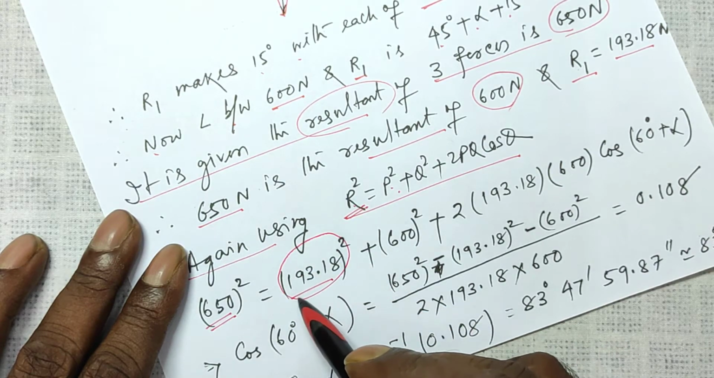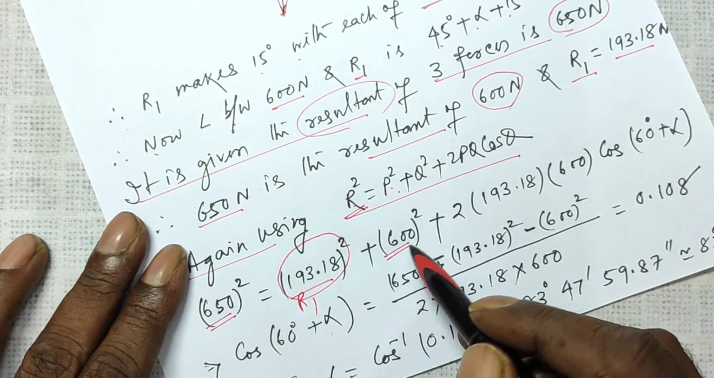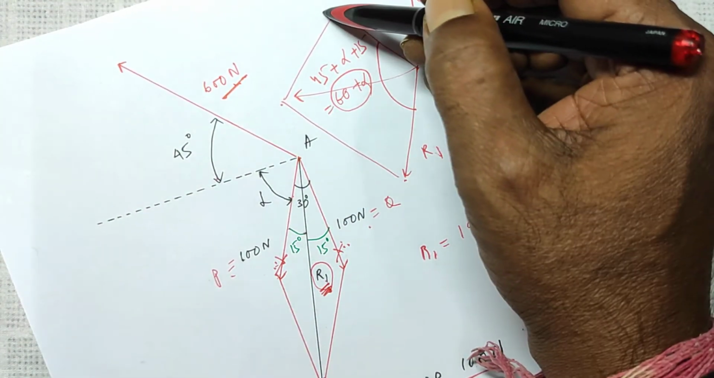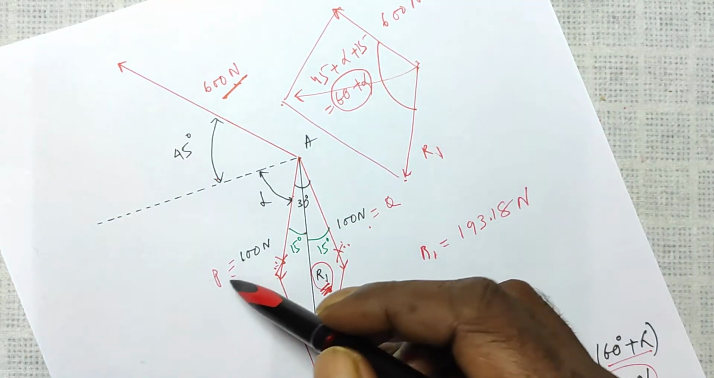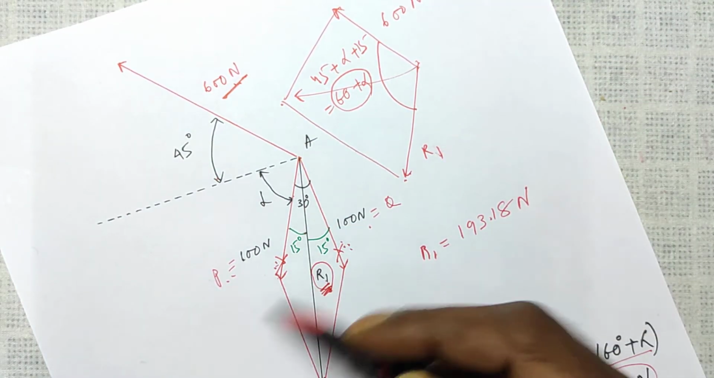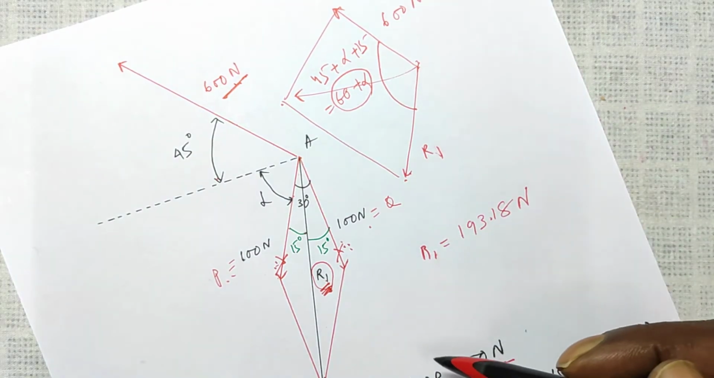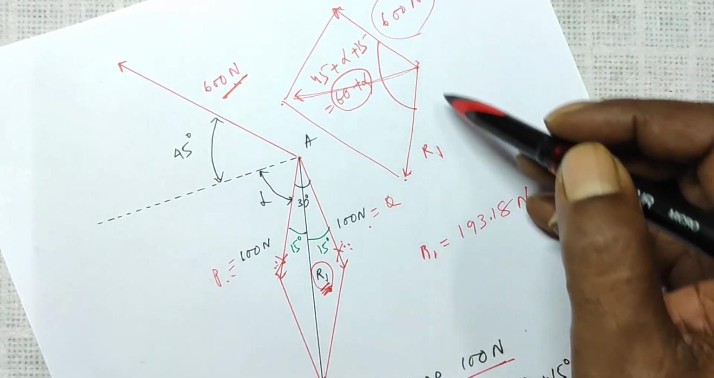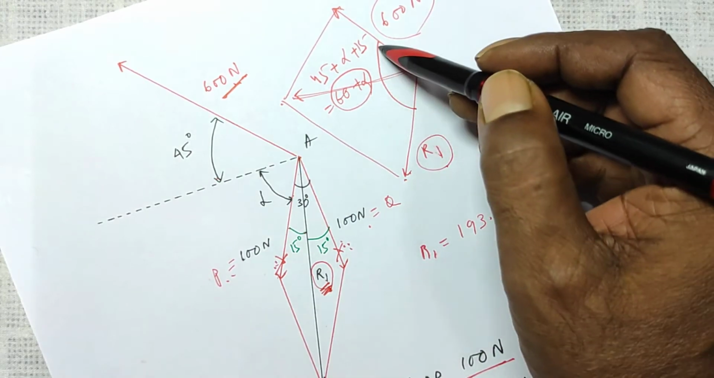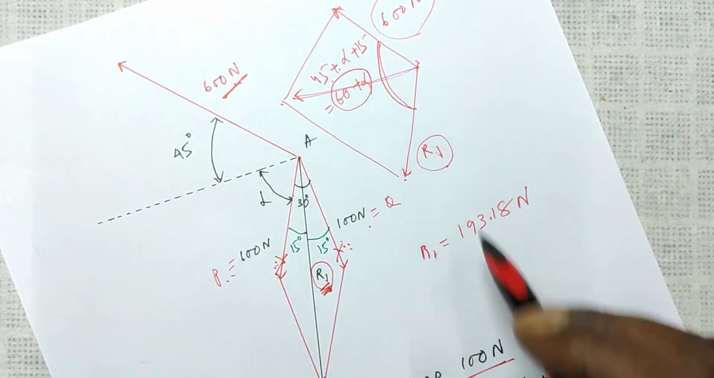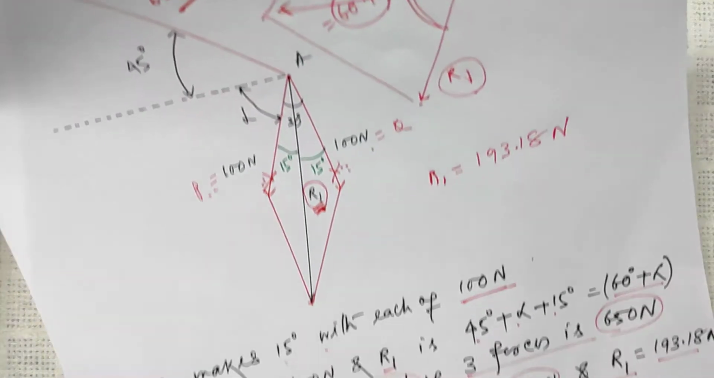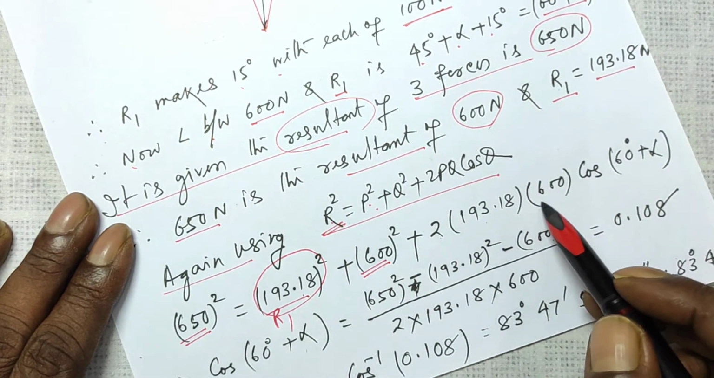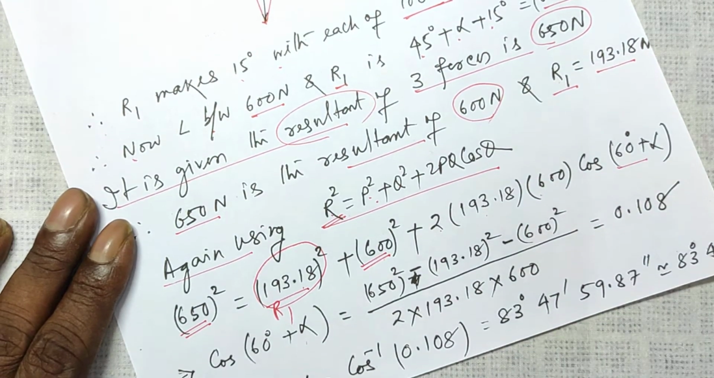This is your R1 and this is your 600. I am now finding out the resultant of R1 and 600. R1 was the resultant of P and Q. So I have replaced P and Q with R1 and I am now finding the final resultant, which is the resultant of 600 Newton and R1, and the angle between them is 45 plus alpha plus 15 degrees. So P square plus Q square plus 2PQ cos 60 plus alpha.